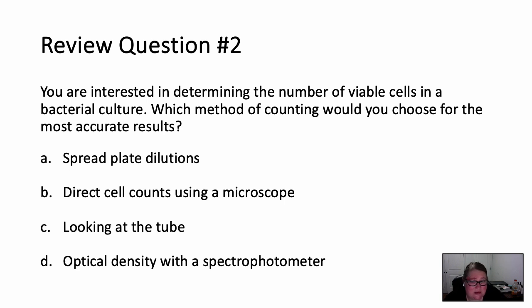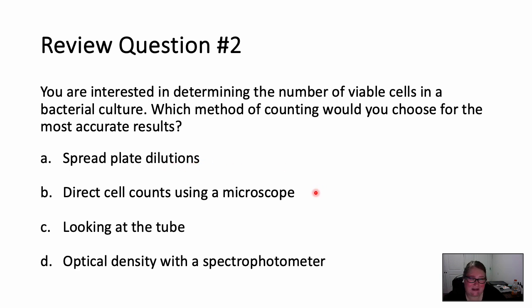Okay, so the answer for this one is A, spread plate dilutions. Now, the way to go about this question is you need to know what viable means. If you remember correctly from 6.1, viable means that these are living cells. They're able to grow and reproduce. This is why A is the answer, because spread plate dilutions depend on growth. If we don't have viable cells, we don't see any growth. So we only see viable cells with this one.